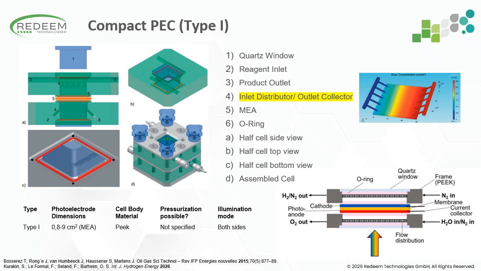The reactor body itself is manufactured from PEC, providing good chemical resistance and mechanical stability while allowing precise machining of the flow channels, and this design also supports illumination from either side, making it compatible with different photoelectrode configurations and also tandem concepts.